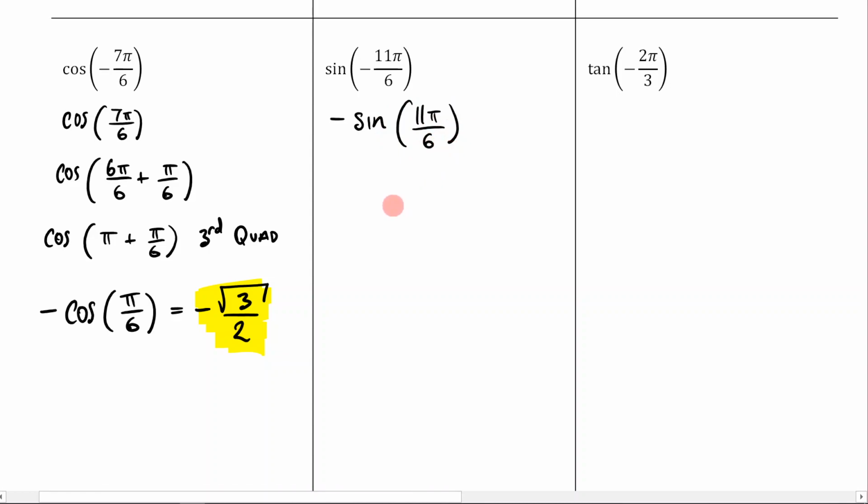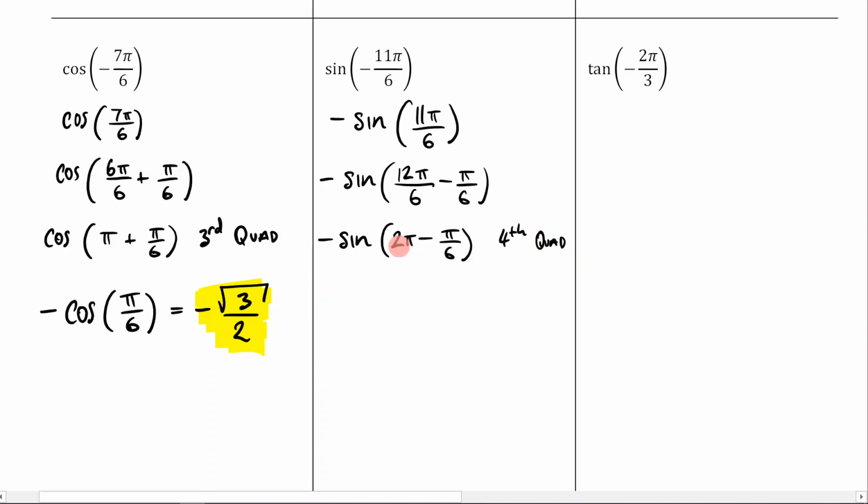And now I'm going to break up this angle. I'm going to make it 12π/6 − π/6. This is the same as 2π − π/6. This takes me to my fourth quad.